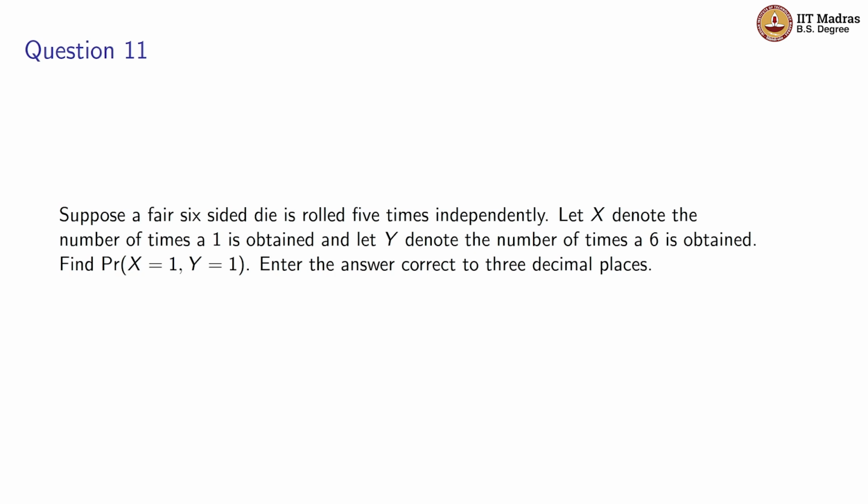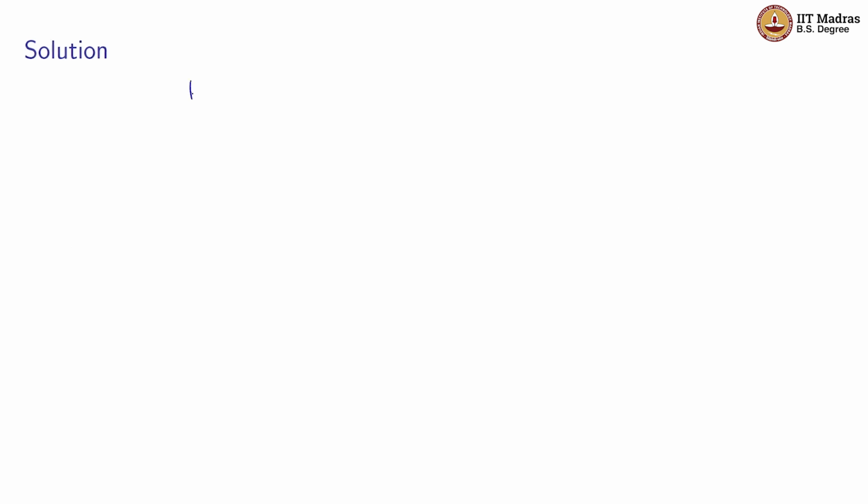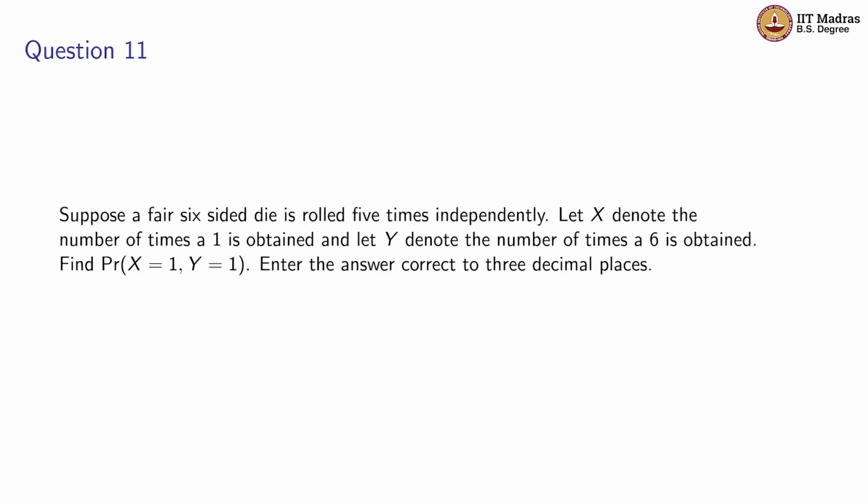Now coming to question number 11. Question number 11 says that suppose a fair 6-sided die is rolled 5 times independently. Let X denote the number of times 1 is obtained and Y denote the number of times a 6 is obtained, and we have to find the probability that X is equal to 1 and Y is equal to 1. This means we have to find the probability that we get number 1 one time and number 6 one time when we are rolling the die 5 times.